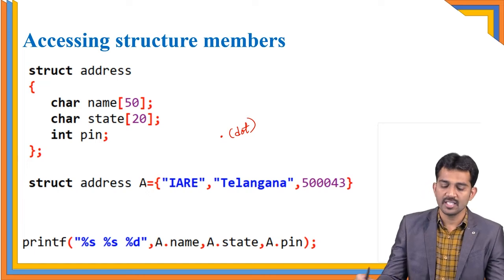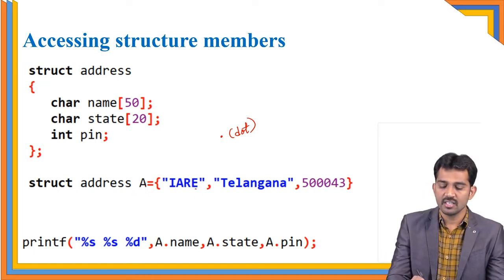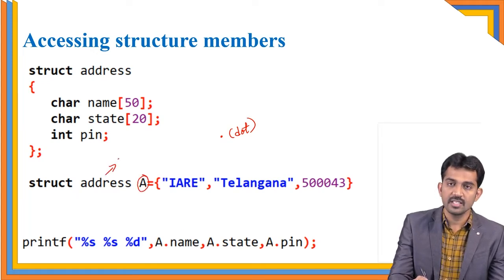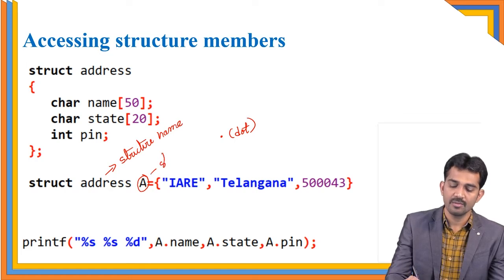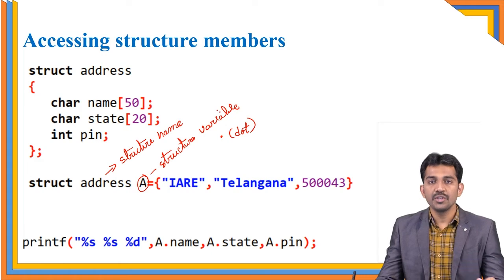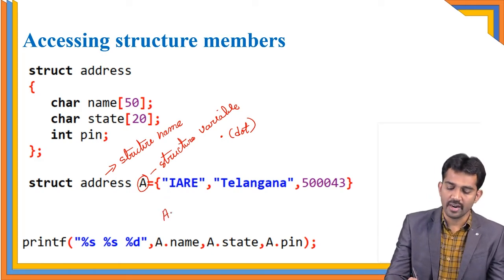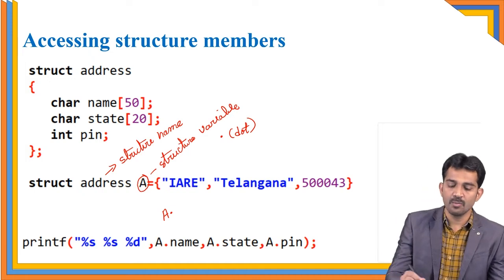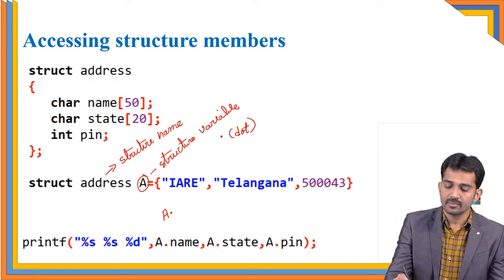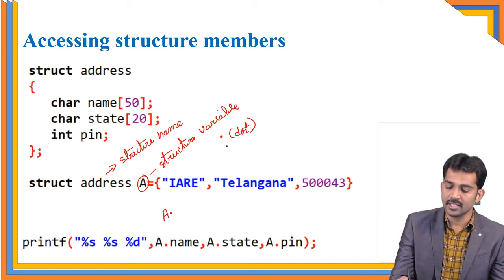Structure name dot. For example, if you want to access this, address dot name. Here A is a structure variable name, and this is the structure name, right? And this is the structure variable. If you want to access the data, you should use the structure variable dot the field. Which field do you want? For example, name or state or pin. See how it is going to store the data. If you observe clearly, it is going to allocate the memory like this.